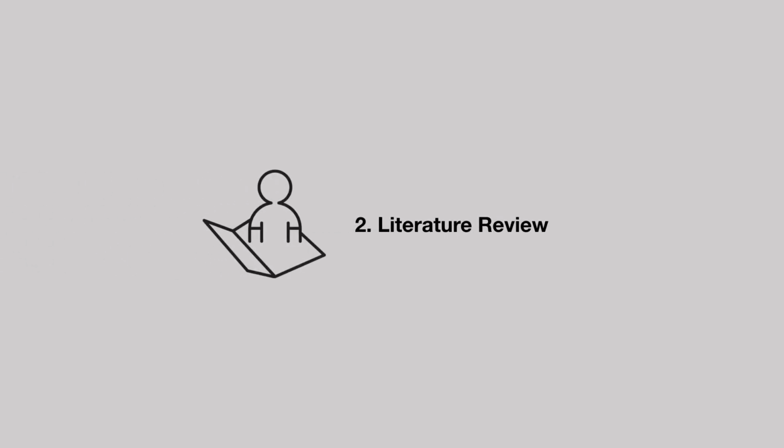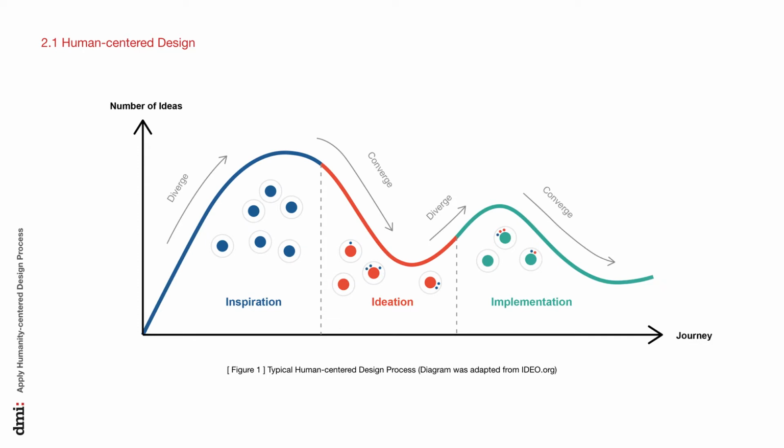Chapter 2, Literature Review. According to IDEO's definition, human-centered design is about cultivating deep empathy with the people you're designing for, generating ideas, building a bunch of prototypes, sharing what you've made with the people you're designing for, and eventually putting your innovative new solution out in the world. In the study, the team adapted the model created by ideo.org.